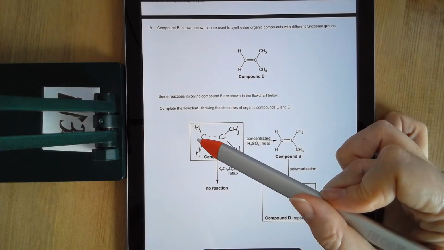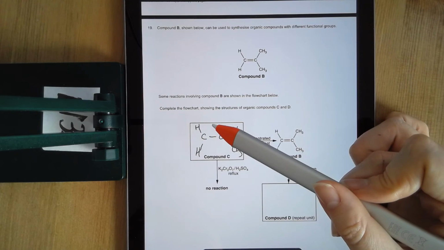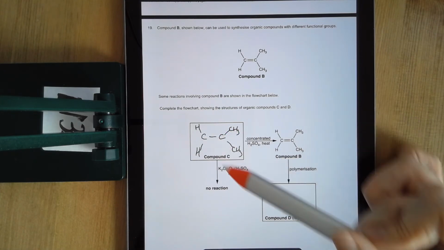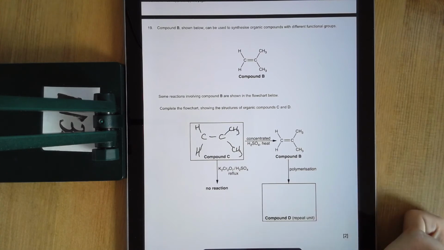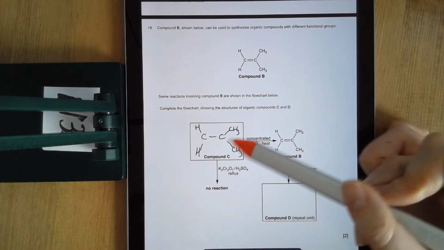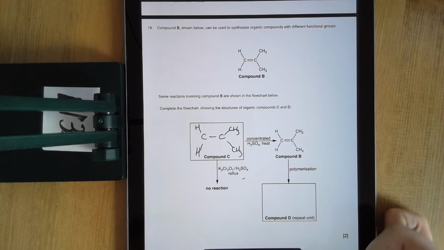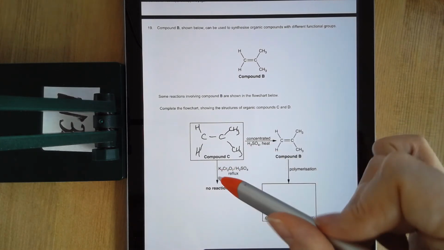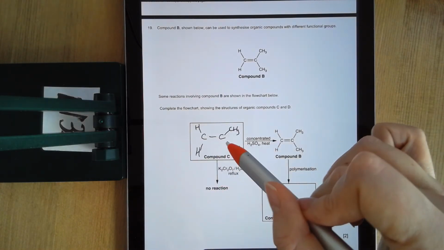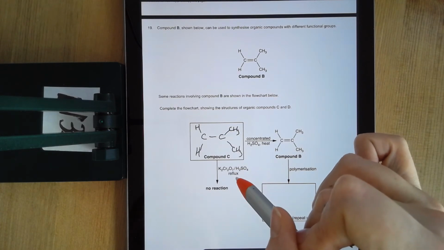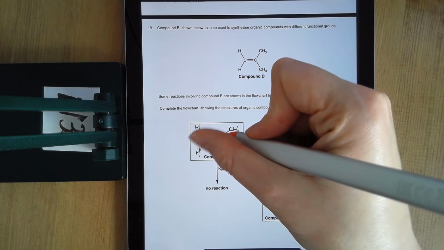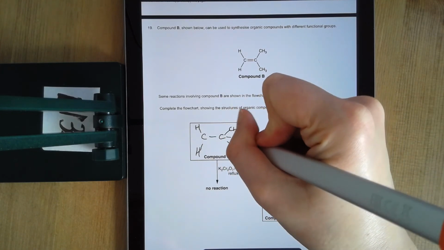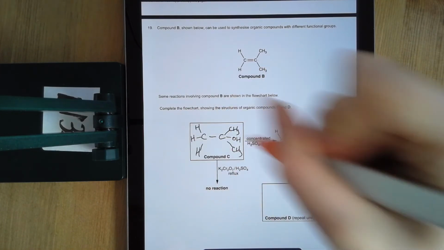If I put my OH on this carbon, I have formed a primary alcohol. Okay, if I've got a primary alcohol and I heat it with my acidified dichromate, I am going to oxidize it. And it tells me here that I get no reaction whatsoever with my alcohol and my acidified potassium dichromate. That tells me that this must be a tertiary alcohol, which means I've got to put the OH group on this carbon and the hydrogen on this carbon.